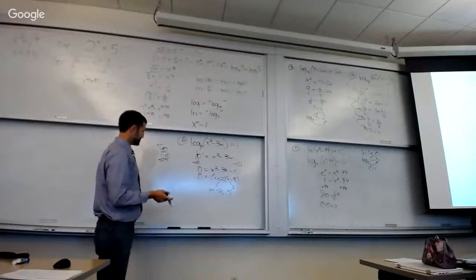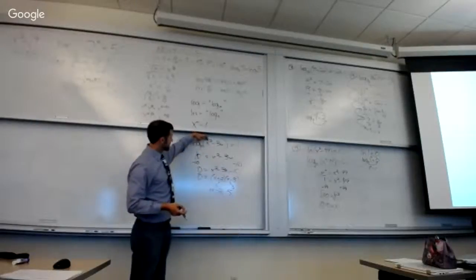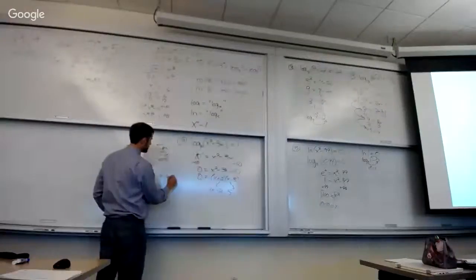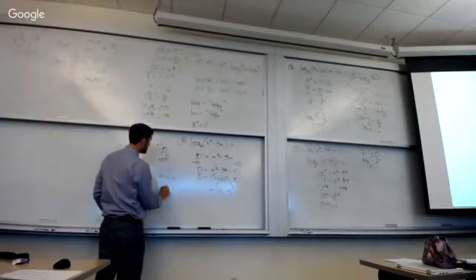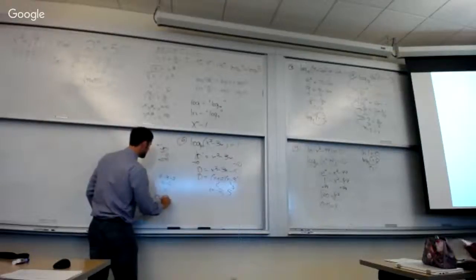So we do actually have to check. We have to plug in. So I'm going to plug in -2. -2 squared is 4, and then 4 minus 3 times -2 is really 4 plus 6, which is 10. So is log base 10 of 10 equal to 1?